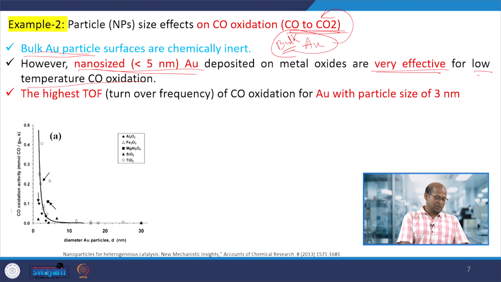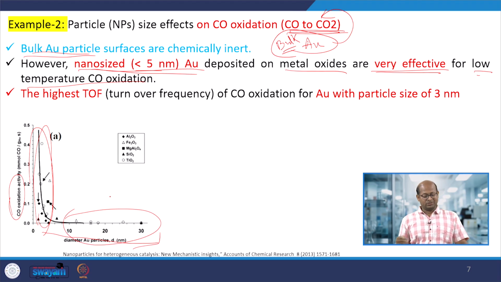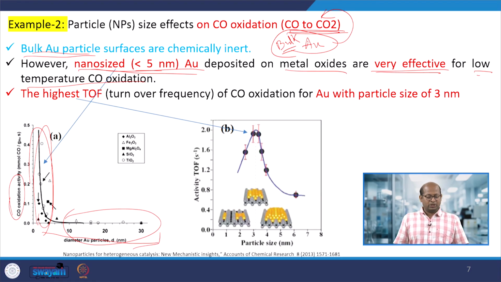Here the CO oxidation activity was studied by changing the gold nanomaterial particle size. The gold metal oxide was highly effective when it was in that range, very small particle size less than 5 nanometers. But when it is bulk, or more than 8 or 10 nanometers, it does not react or convert CO into CO2. It is inert.